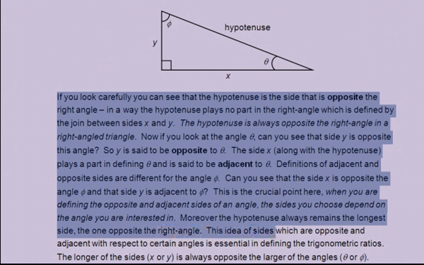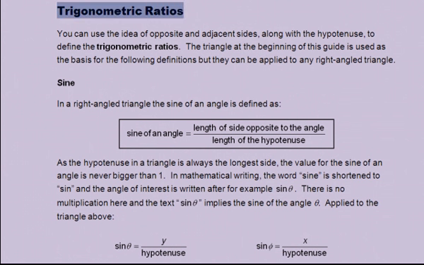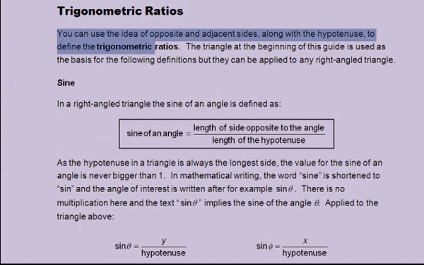This idea of sides which are opposite and adjacent with respect to certain angles is essential in defining the trigonometric ratios. The longer of the sides, x or y, is always opposite the larger of the angles, theta or phi. Trigonometric ratios. You can use the idea of opposite and adjacent sides along with the hypotenuse to define the trigonometric ratios. The triangle at the beginning of this guide is used as the basis for the following definitions, but they can be applied to any right-angled triangle.